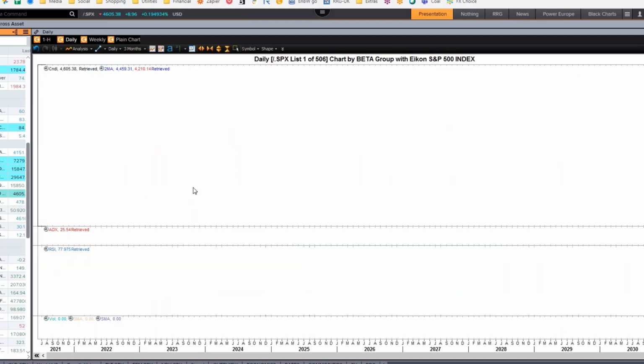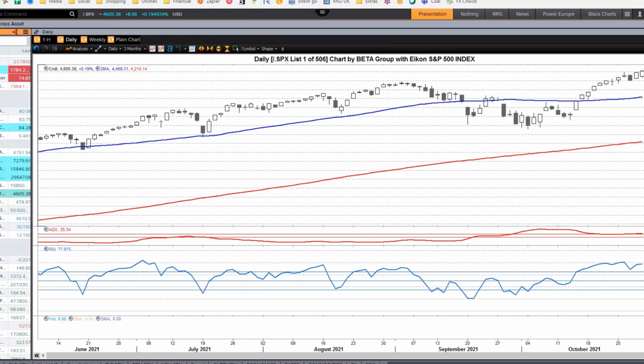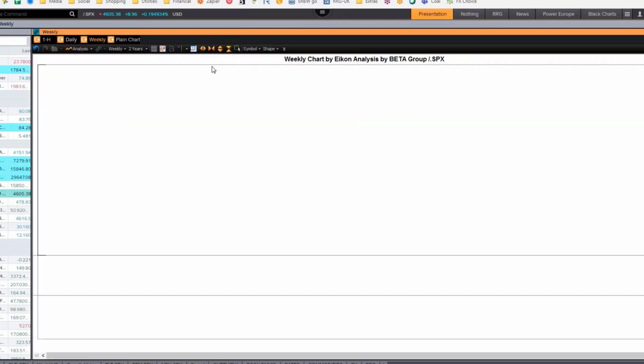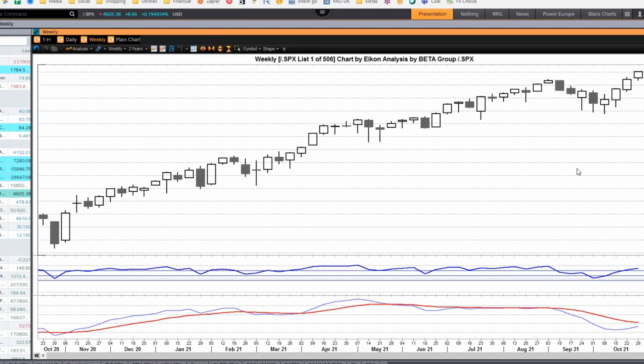Now, starting with the stock index, the S&P still strong here, and we had that repeated seasonal pullback in there that we saw. It was due, it happened, it ended, in the very week that it was due to end.